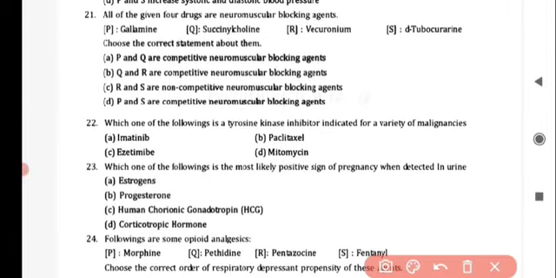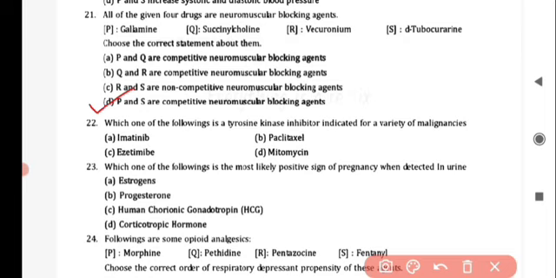Next question is, all of the given four drugs are neuromuscular blocking agents, and P is gallamine, Q is succinylcholine, R is vecuronium, S is D-tubocurarine. Now choose the correct statement about them. So the correct answer is option D, that is P and S are competitive neuromuscular blocking agents.